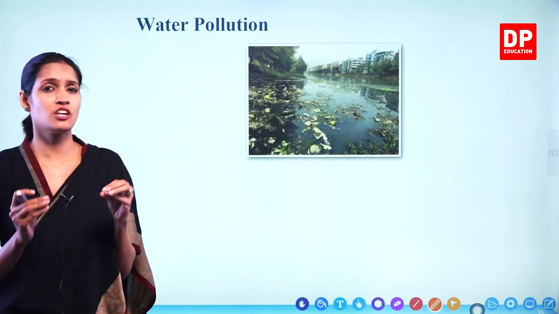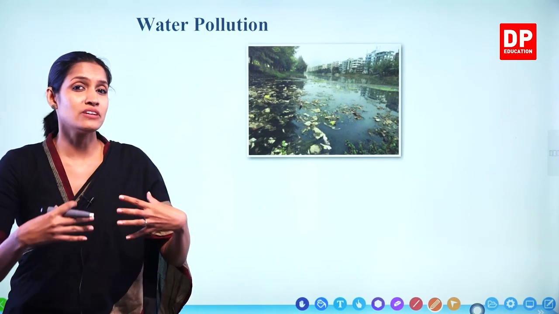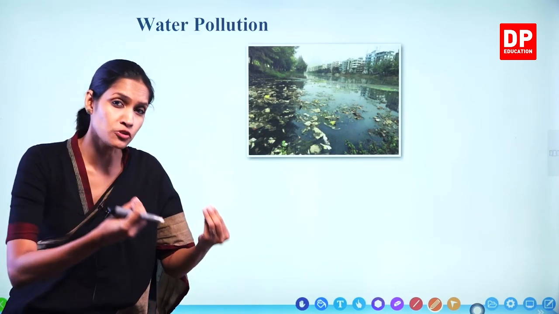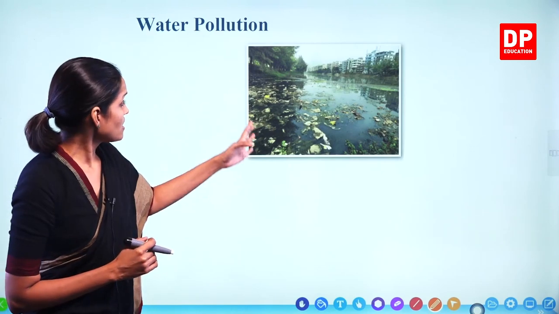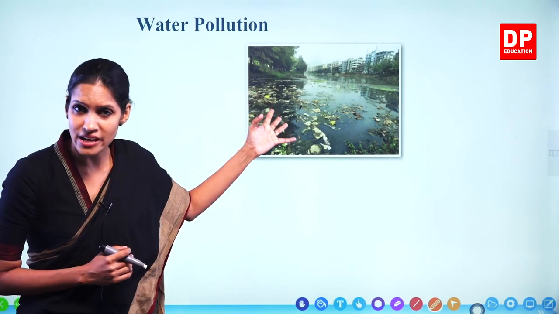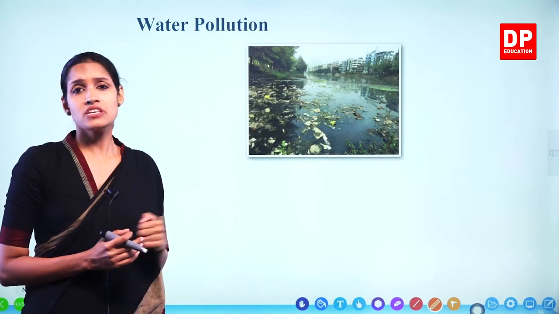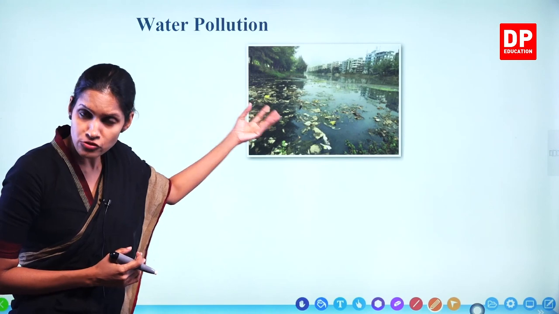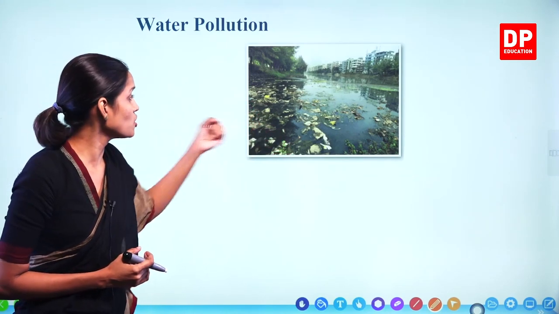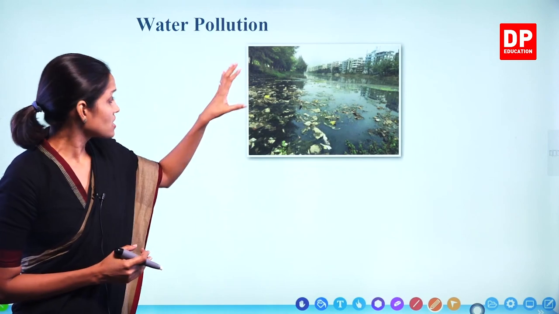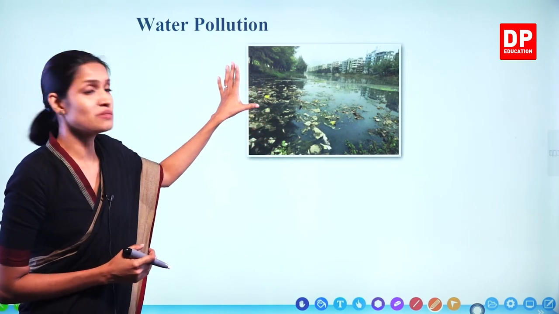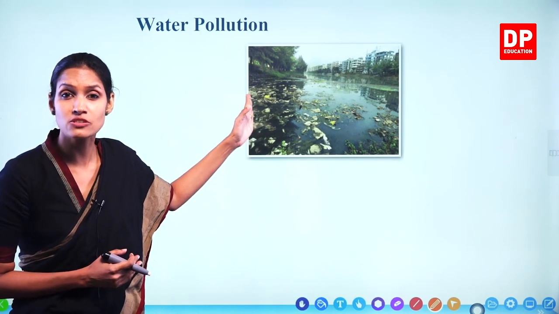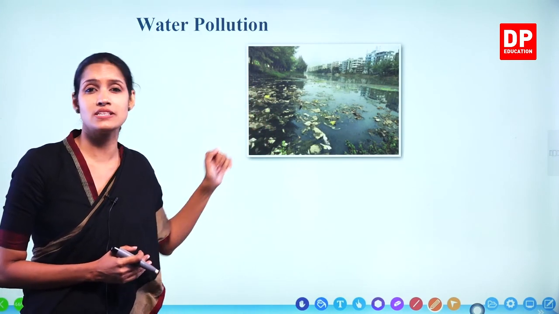Some humans, they don't think about the environment. They release different substances to the environment. They put different harmful materials into water. And at one point, water will become like this. What do you think about the state of this water, children? Can any animal live here? Can any aquatic plant grow here, children? They cannot. That is because the condition of water has completely changed. It's very bad now. This condition is really bad for the survival of organisms.